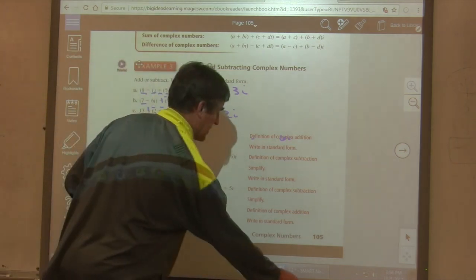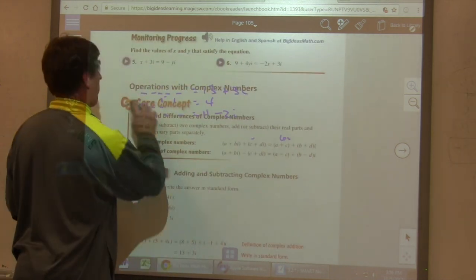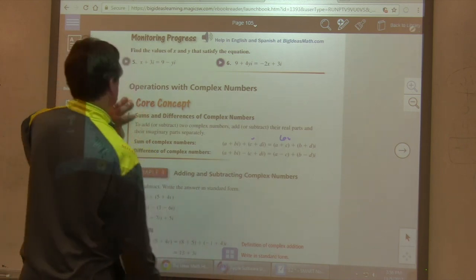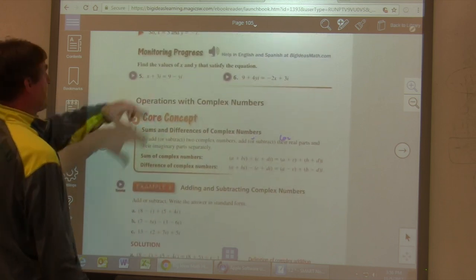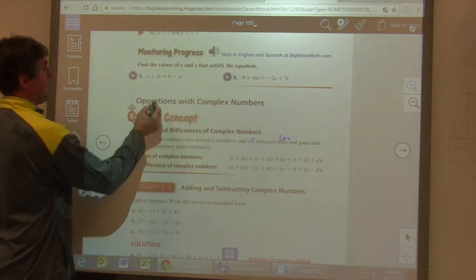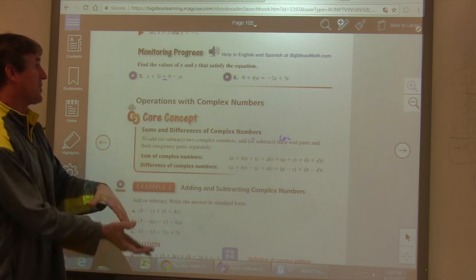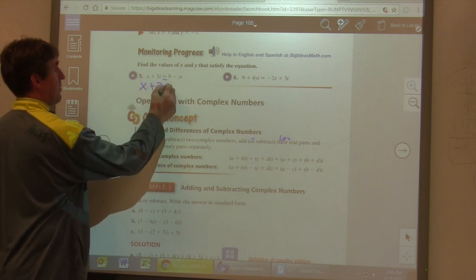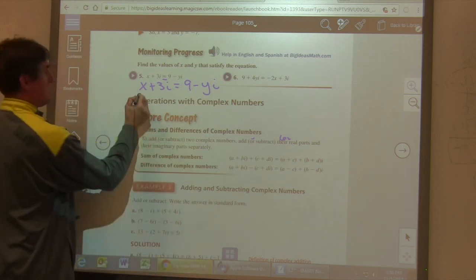One other thing I'd like to look at was up here at the top of this. They're going to give you some problems like these, where they ask you to find the values of x and y that satisfy the equation. Well, this is an equal sign. So if both sides are going to be equal, the real parts have to be equal and the imaginary parts have to be equal. So if I look at this, it says x plus 3i equals 9 minus yi. Well, the real parts are the parts without an i.